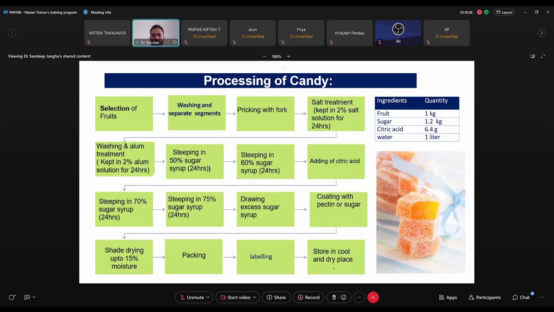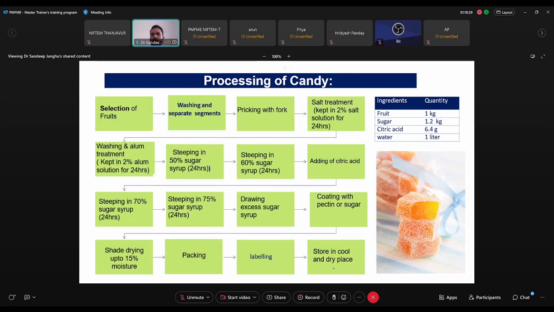Candy is very popular from all kinds of minor forest produce, whether it's wood apple, gooseberry, or bael and other kinds of fruits available in the forest. The important steps in candy making involve washing and separating the segments, removing any unwanted seeds. Then we do pricking with a fork. The pricking should be proper and up to the center of the fruits. Then we keep those pricked fruits in 2% salt solution for 24 hours.